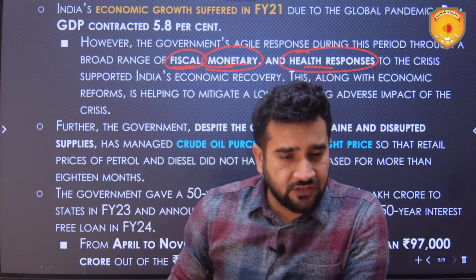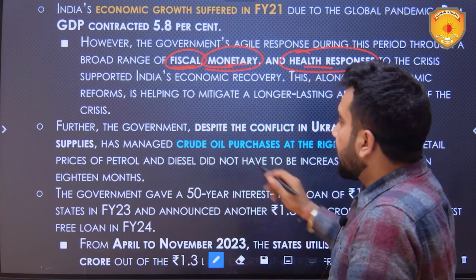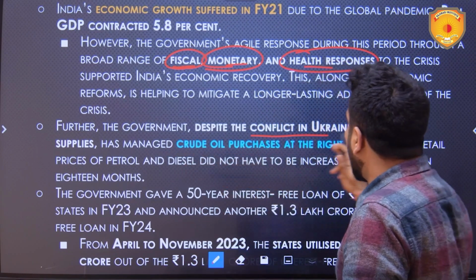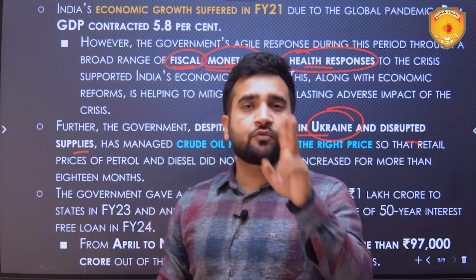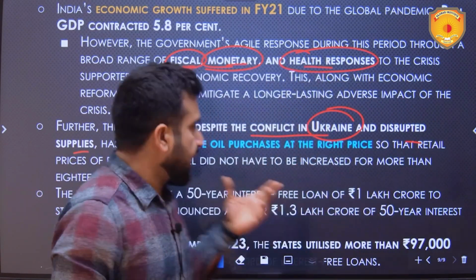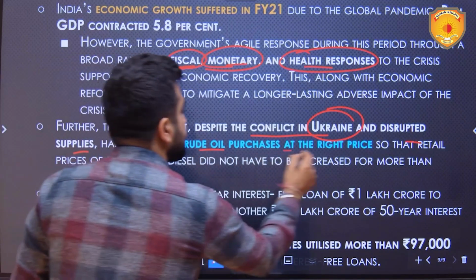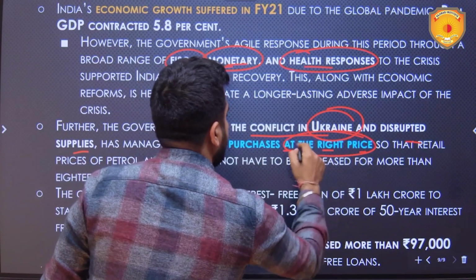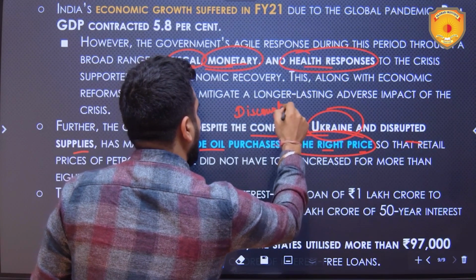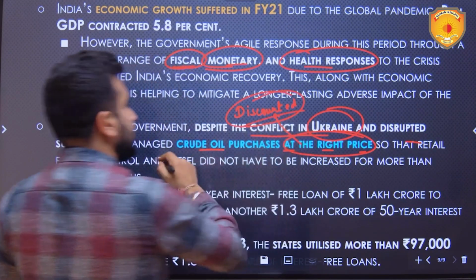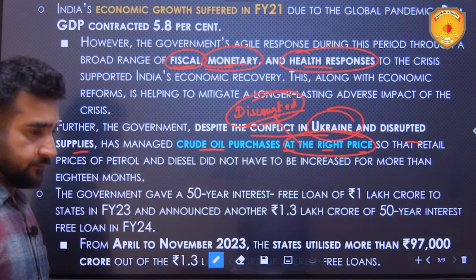So these were the things. Then further, the government, despite conflict in Ukraine and disrupted supplies due to it, fertilizer, food and fuel, these three things were impacted. Crude oil purchases at the right price were done by the government because we got what? Discounted oil prices, or discounted oil from Russia.